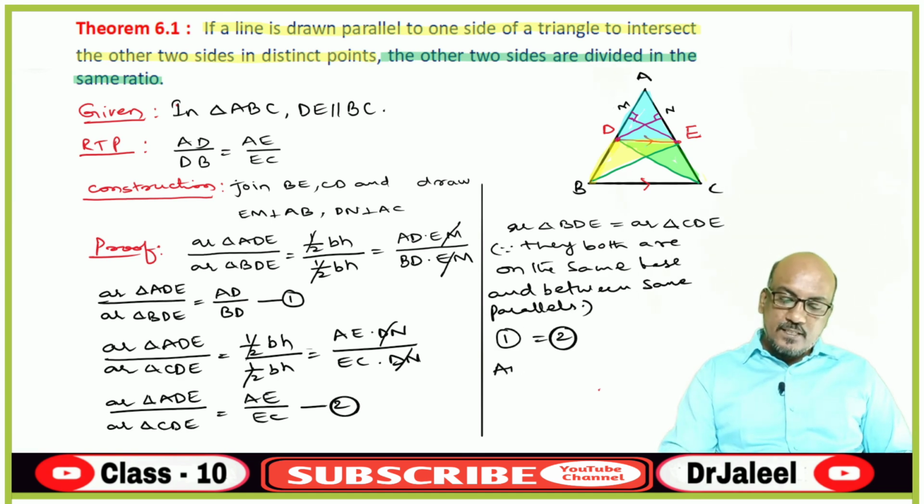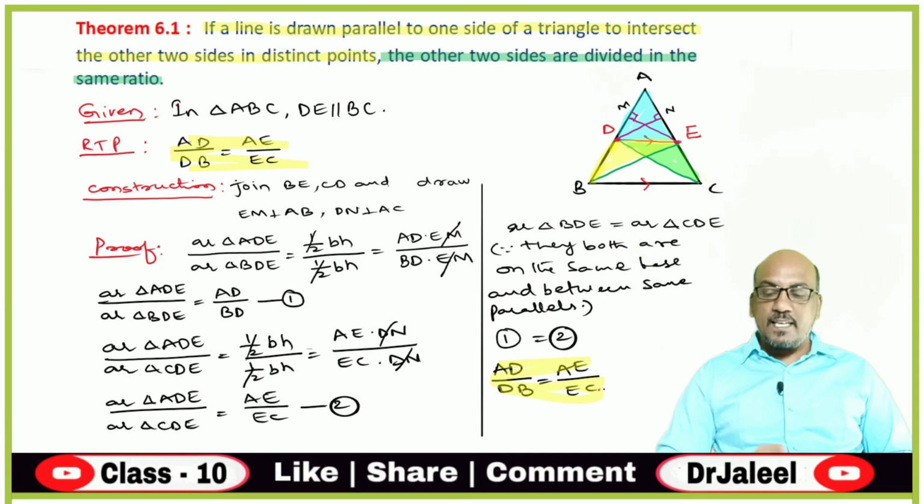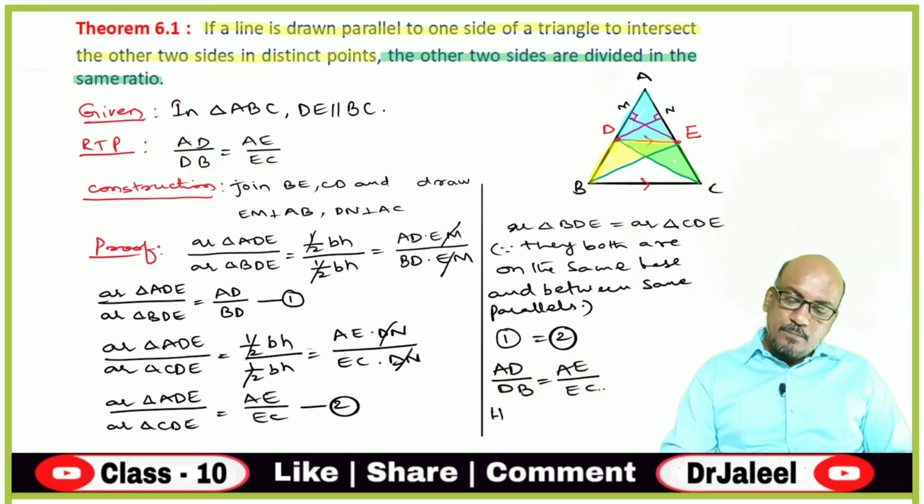What is there in the first equation right hand side? AD by DB is equal to second equation AE by EC. So children, this is what we were asked to prove. AD by DB is equal to AE by EC. Hence, it is proved.